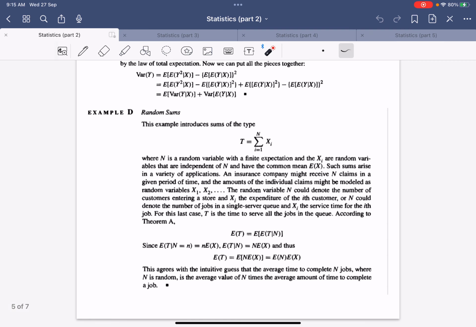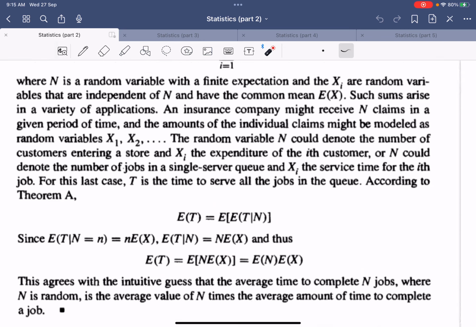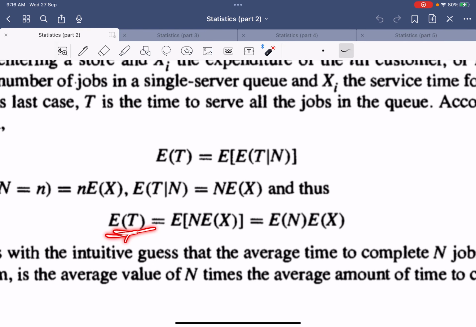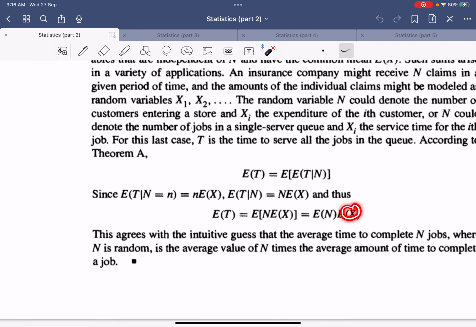Then in that case, we want to find the expectation of T, and for the expectation of T, you can use the law of total expectation to get the expectation of the expectation of T given N. And so we just need to find this part inside. So what's the expectation of T given N equals little n? That's just little n times the expectation of X, because now you're given that n is a fixed n, so you have n times the sum of n copies of EX. So then given the capital N now, this changes to capital, and this also changes to capital. Then the expectation of T is just this. But EX is a constant, so you can pull it out and you get E of N times EX.